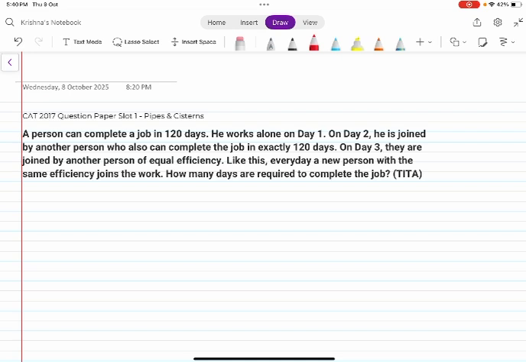On day 3, they are joined by another person of equal efficiency. Like this, every day a new person with the same efficiency joins the work. How many days are required to complete the job? So this is a pretty easy question.